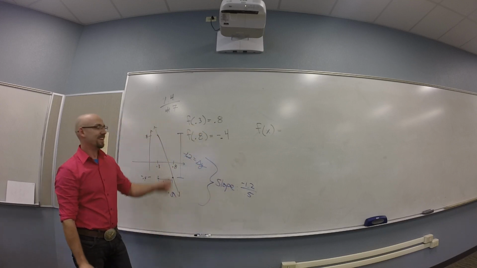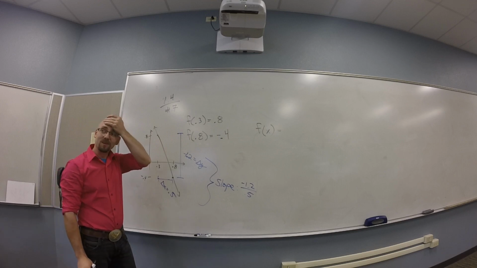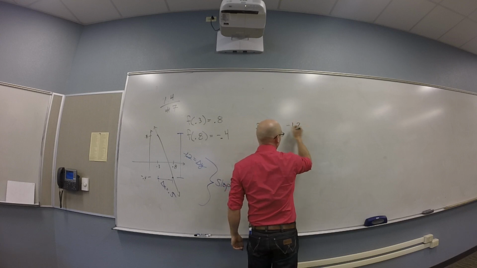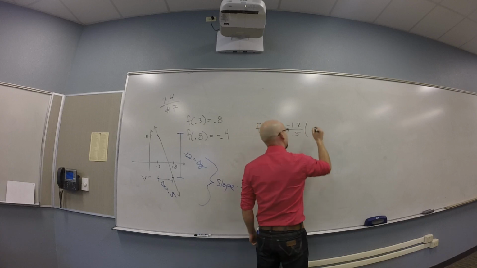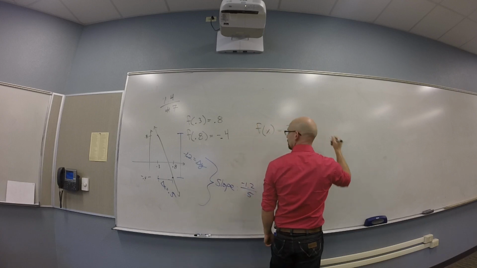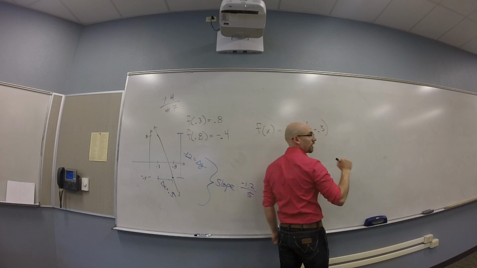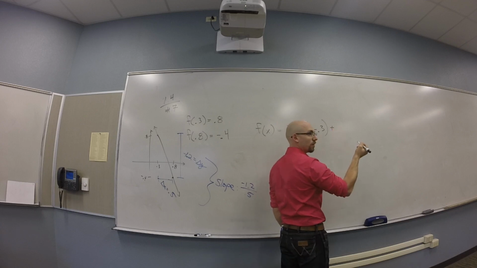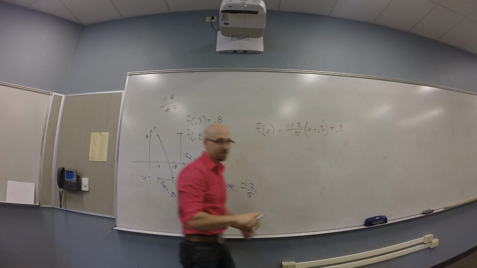So f of x is what? You take your slope, so you've got minus 1.2 over 0.5. Start your parenthesis, and then you need x minus an input value. x minus 0.3. Then you add one of the output values, not just any one, but the one that goes with 0.3, which is 0.8.